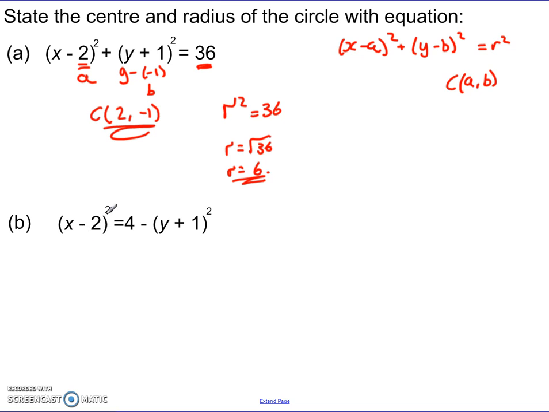Second one, x minus 2 squared equals 4 minus y plus 1 squared. Now, this isn't in this form here. It's not in the form we want for the equation of a circle. So I have to do a bit of jiggery-pokery and shift it about.